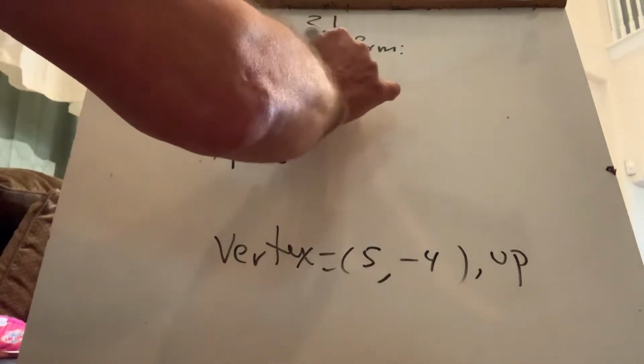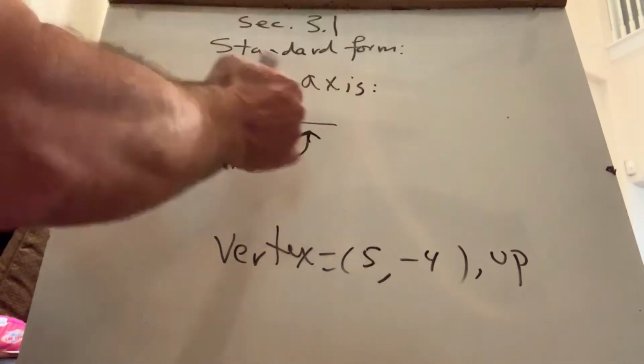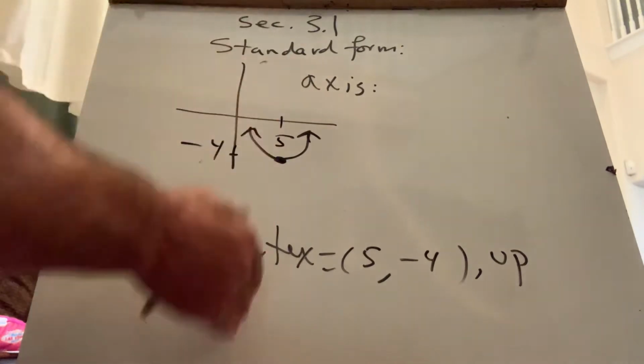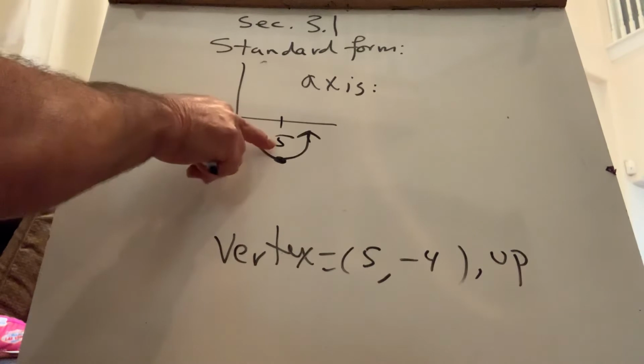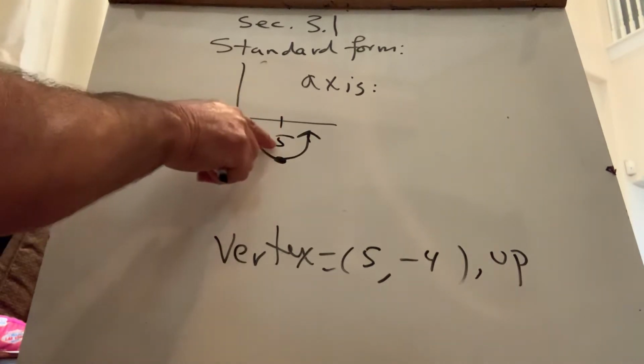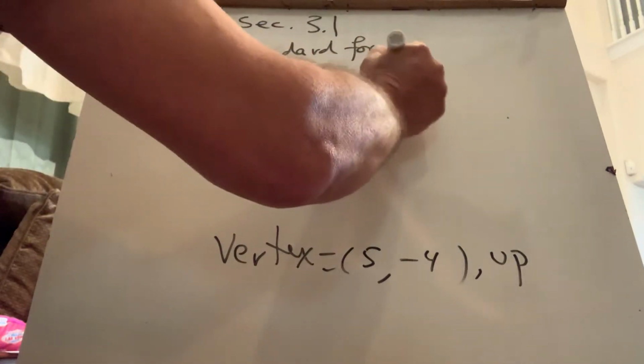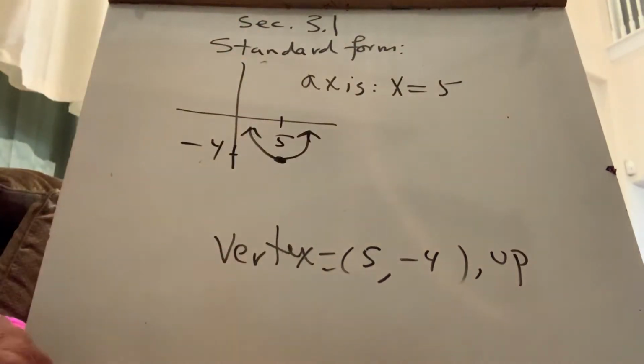So the axis, as you remember, is the vertical line that crosses through your vertex. Of course, if it's going to be vertical, it's going to be x equals a constant, and the constant is always the place it's going to cross, right? Which in this case is going to be 5. So x equals 5 is the equation for your axis.